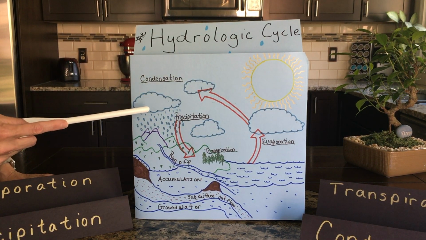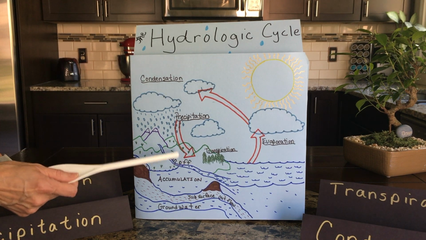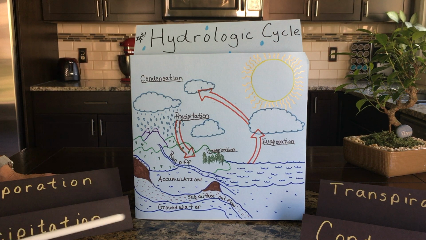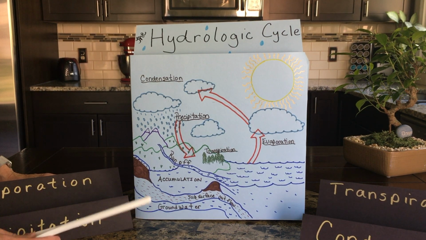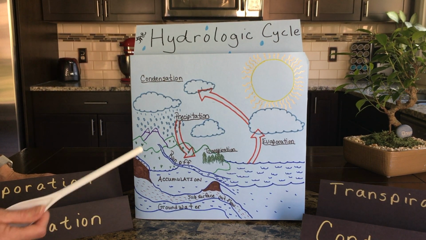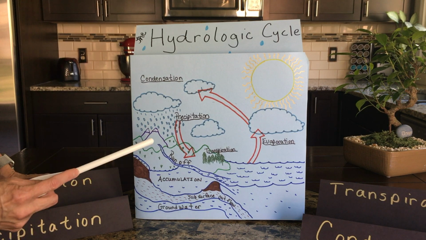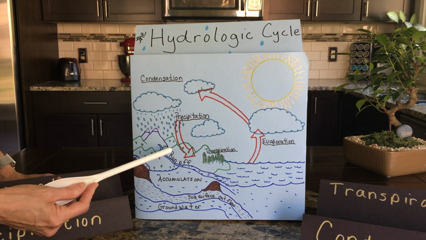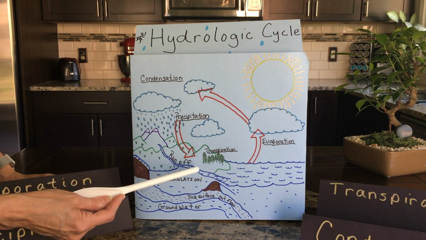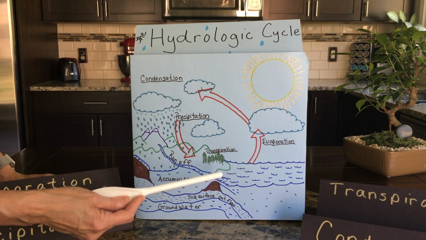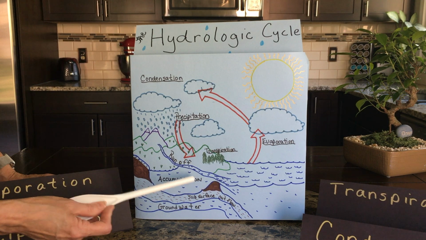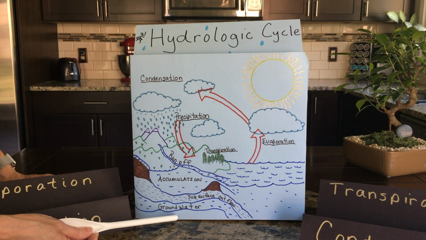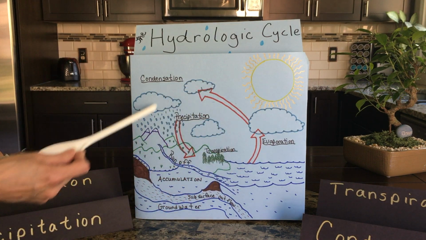As you know, when the clouds get too heavy, we have precipitation. Any type of water that falls from the sky is called precipitation. That could be hail, sleet, snow, freezing rain, or just regular rain. As that precipitation falls down, it goes into streams and rivers, and everything feeds into each other. And we have what's called runoff, we have groundwater, and then the cycle continues.